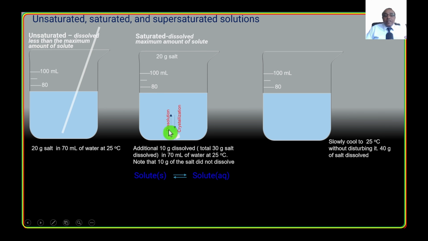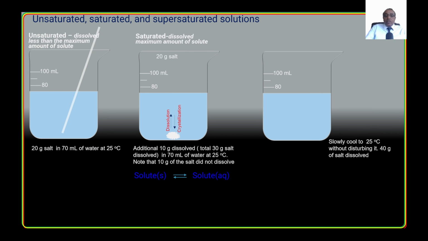I mean, there are still ions going into the solution. There are also ions coming from the solution and crystallizing. These two rates are equal. So because of this reason, we cannot see any change at macro scale. At large scale, we cannot see anything. But still, these processes are going on at microscopic scale. A saturated solution is a solution that dissolves its maximum capacity.